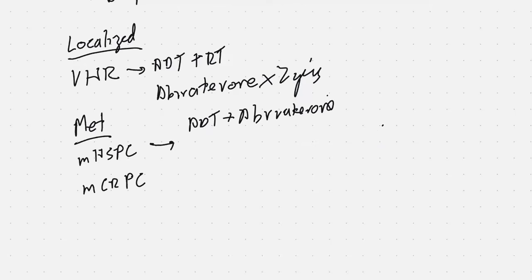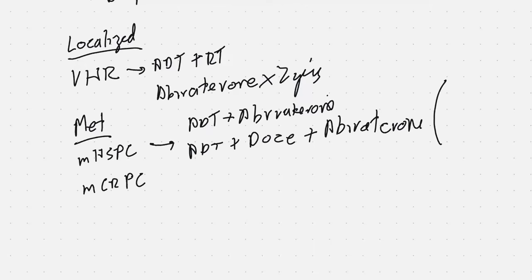So yeah, you can give ADT plus abiraterone as a doublet, or you can give it as part of triplet therapy in the form of ADT plus docetaxel plus abiraterone. And as I mentioned earlier, this is usually given in patients who are fit and who usually have high volume disease. This is based on the PEACE-1 trial.